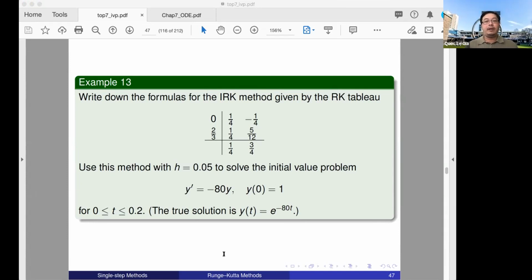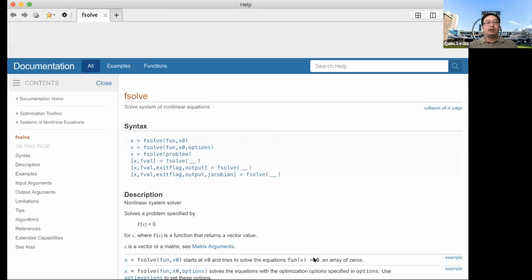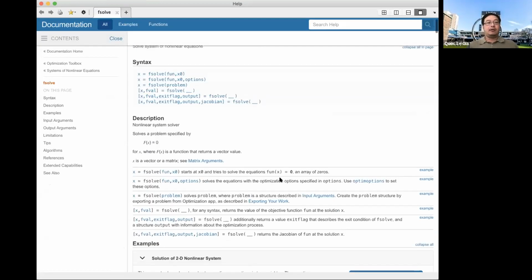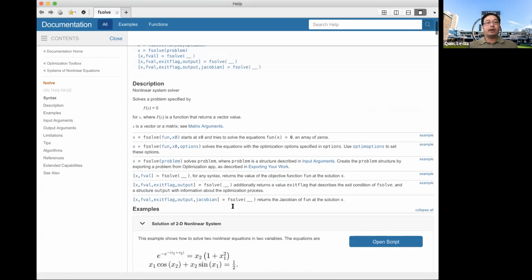So let me show you the documentation for the fsolve command. Okay, so fsolve is the function that solves a system of nonlinear equations. And an example is like this.